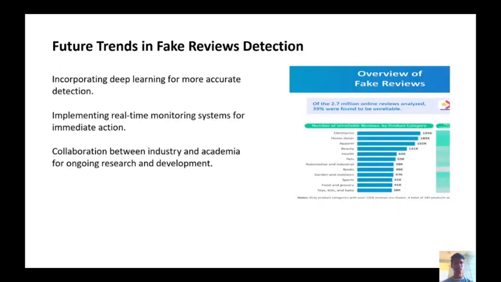Next, future trends in fake review detection. Incorporating deep learning for more accurate detection. Implementing real-time monitoring systems for immediate action. It is used for immediate action, and monitoring systems can be implemented in the real world. Fake review detection systems can be used in the real world for mobiles and laptops to detect fake reviews. And collaboration between industries and academia for ongoing research and development to improve fake review detection and other processes.